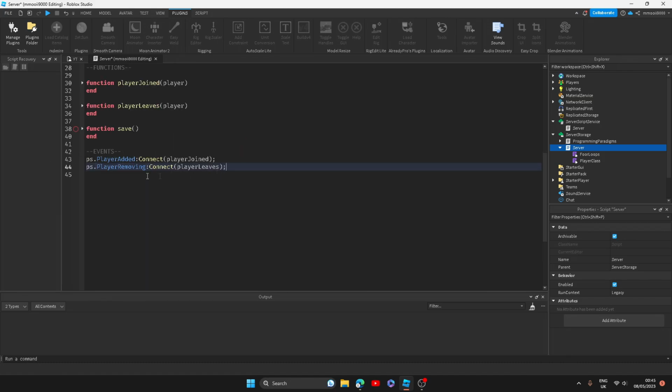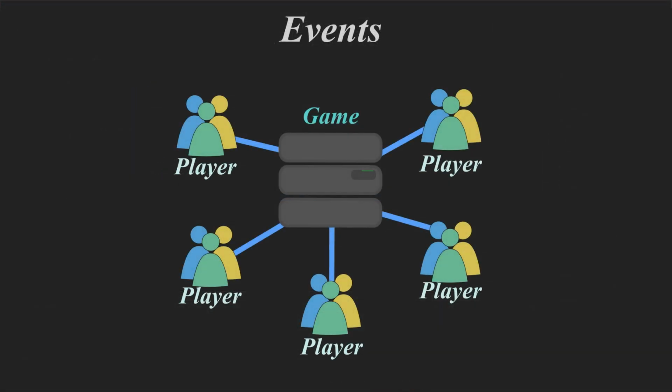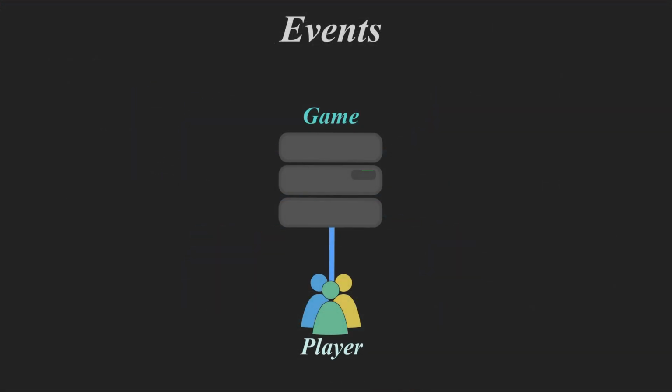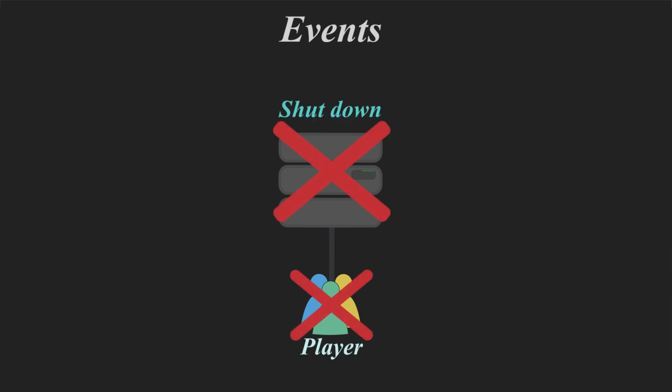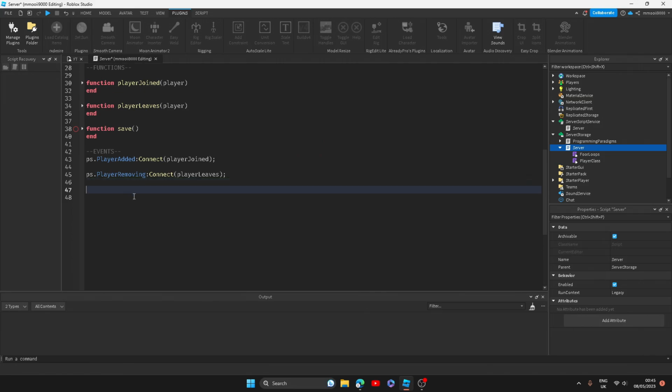Now, the final event that I want to add: there could be a case where, let's say on the screen here, this is the list of players in the game. What happens if there's one player left and that player leaves? Well, the server's going to shut down. The PlayerRemoving function is not going to run, so we need to add a final check.